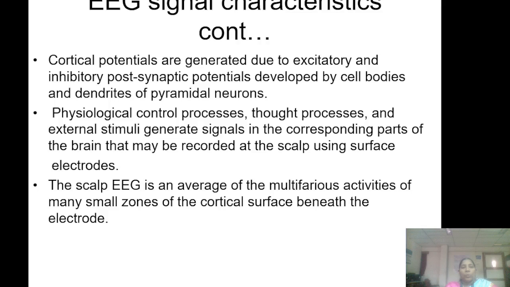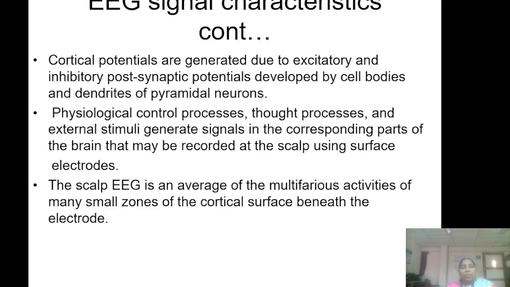Here the physiological control process or thought process or applying a stimulus, which corresponds to the brain, is all recorded on the scalp using surface electrodes. The electrodes are placed over the scalp at different regions, at different lobes, and then the EEG signal is recorded. There is a standard electrode placement arrangement, which we call the 10 to 20 electrode placement arrangement. Using that, we place the electrodes in the different regions of the scalp and record the EEG signal.